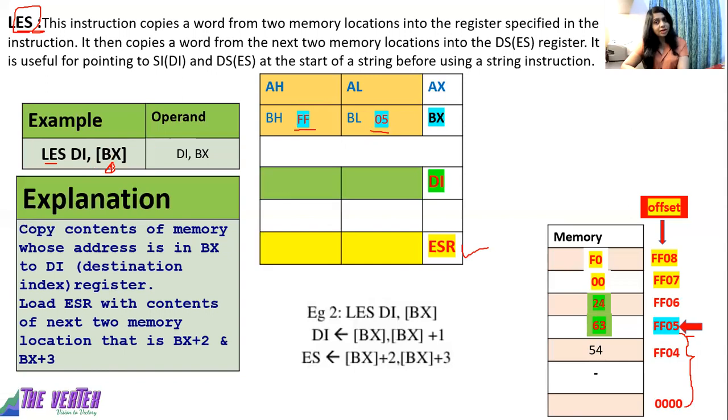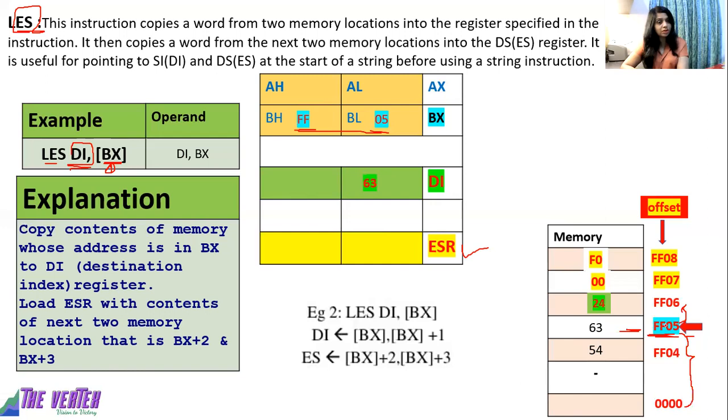What does this instruction do? It will move the contents of the memory location whose offset is in the BX register. Where will it move it? It goes into the DI register, that is, the specified register. Here we have mentioned DI, that's why it is entering into DI. Otherwise it would have gone into the specified register. And what about the next? It will go into the lower byte side, along with the contents of the next memory location.